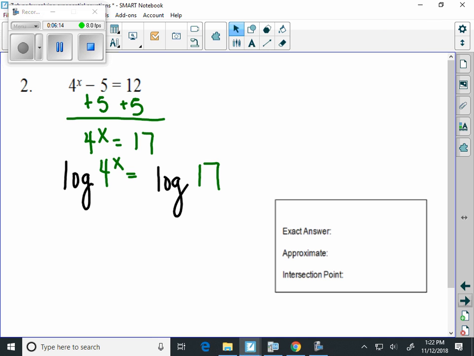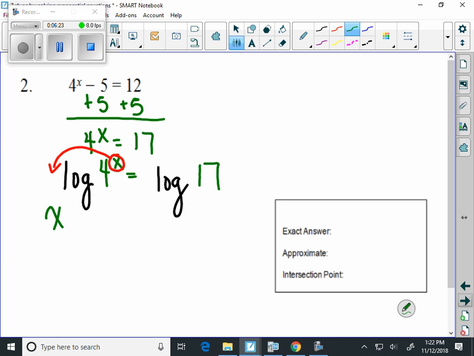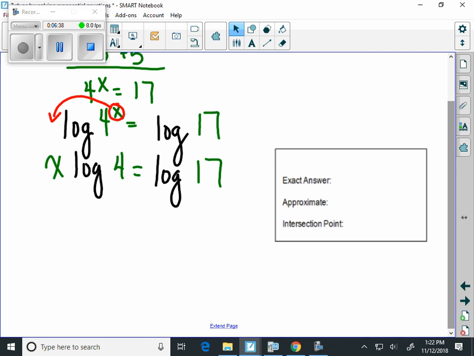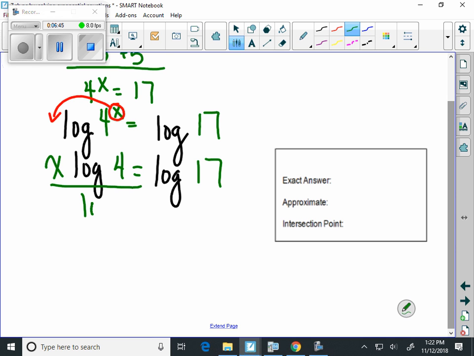We're going to use our properties of exponents once again to take this x and write it out front of our logarithm. We have x log 4 equals log 17. And our goal is to solve for x, and this is x times log of 4. So the inverse operation is going to be to divide by log 4.